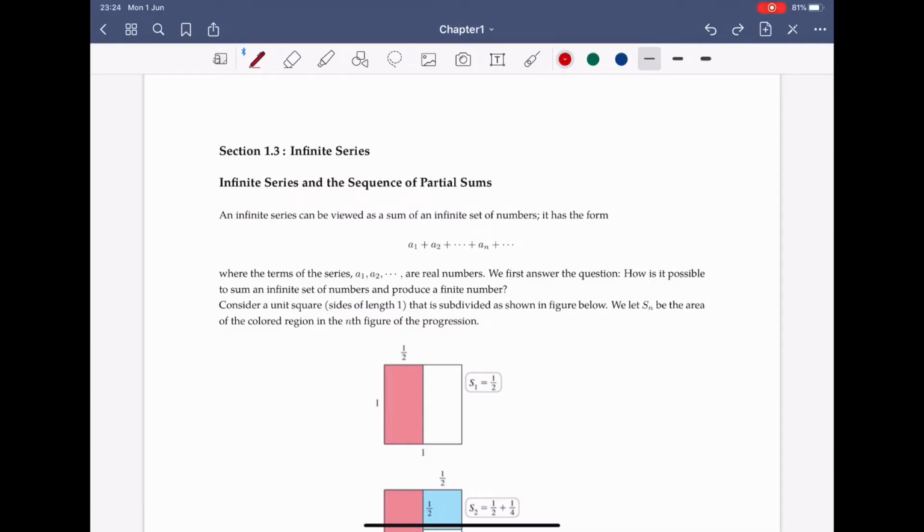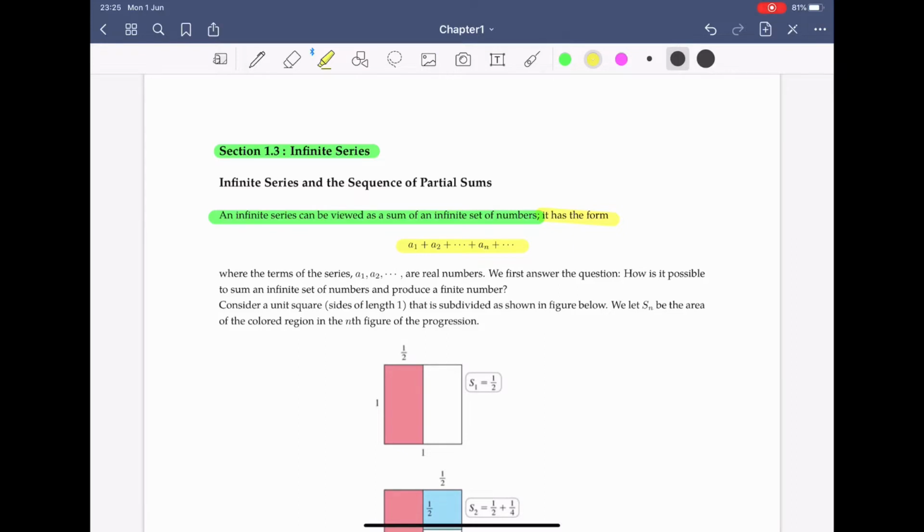In this video, we are going to talk about section 1.3, infinite series. First of all, let me recall the definition of series from high school. An infinite series can be viewed as a sum of an infinite set of numbers. It has the form a1 plus a2 plus dot dot dot plus an plus dot dot dot. So basically, a series is a sum infinite times, right?